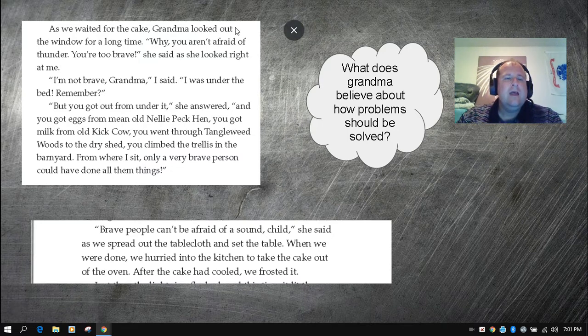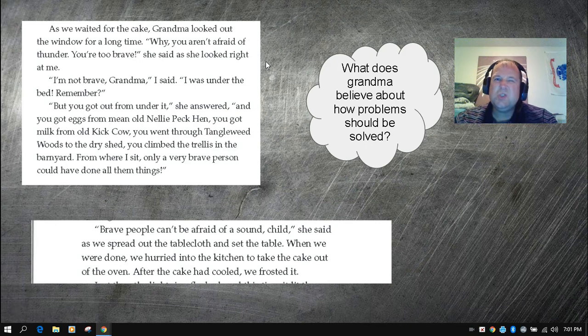Here we go. As we waited for the cake, Grandma looked out the window for a long time. Why, you aren't afraid of thunder. You're too brave, she said as she looked right at me. I'm not brave, Grandma, I said. I was under the bed, remember? But you got out from under it, she answered. And you got eggs from mean old Nellie Peck Hen. You got milk from old Kick Cow. You went through the tangleweed woods to the dry shed. You climbed the trellis in the barnyard. From where I sit, only a brave person could have done all them things. Brave people can't be afraid of sound, child, she said, as we spread out the tablecloth and set the table. Then when we were done, we hurried into the kitchen to take the cake out of the oven. After the cake had cooled, we frosted it.